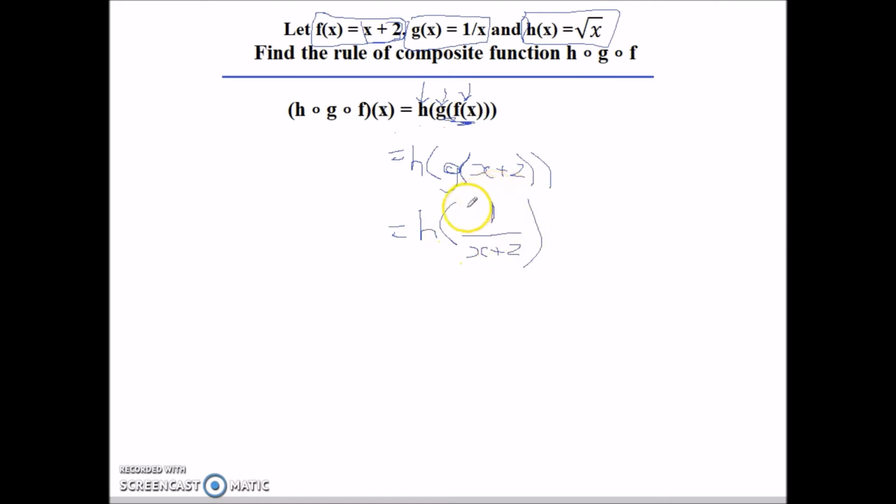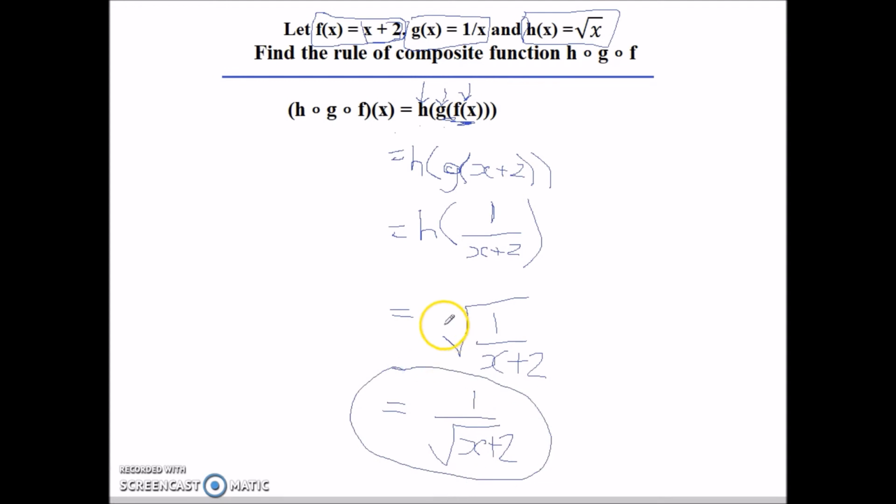So what we've just done here is basically the composition of f of x and g of x. Now all that's left to do is apply h of x. And if you look at what h of x is, it means just take x and square root it. Well, this is now x. So we literally just square root what's in the bracket. How simple is that? And then we can just simplify that. Root of 1 over x plus 2. And that is the answer.